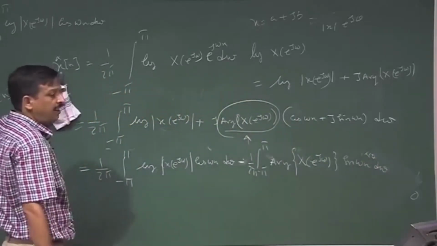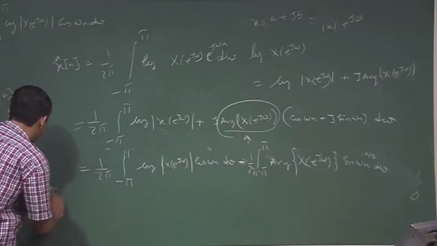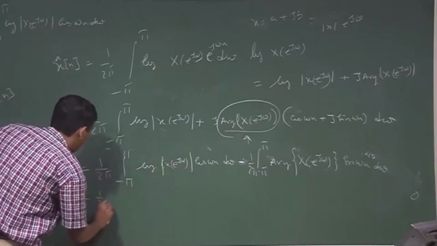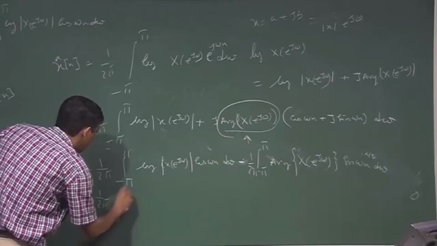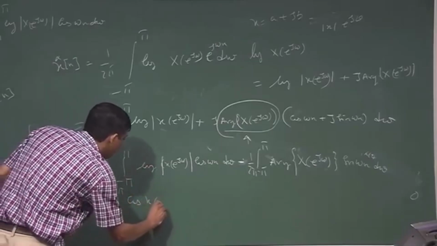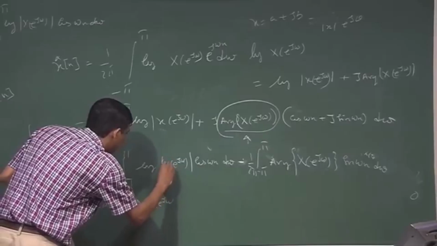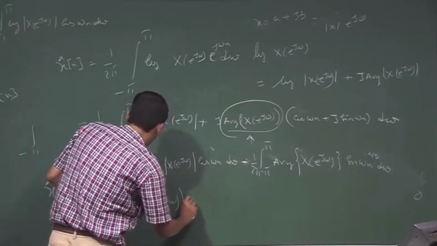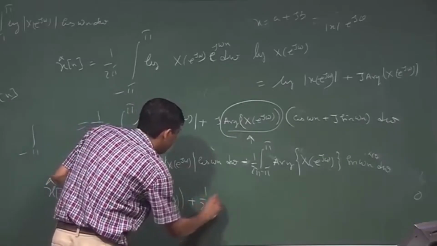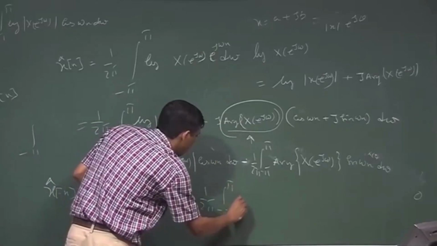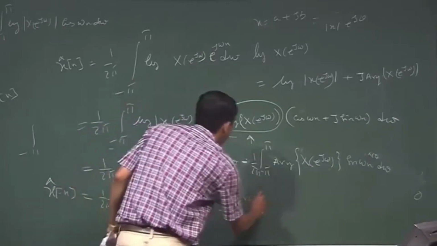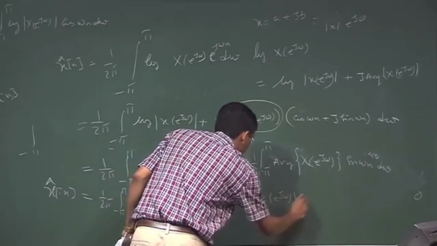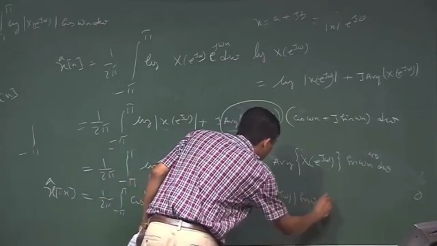Okay, so this is x(n). Now, what is my x(minus n)? This will be only plus. So it is nothing but 1 by 2 pi, integral from minus pi to pi of log of |X(e^(j omega))|, plus 1 by 2 pi, integral from minus pi to pi of arg X(e^(j omega)) sin omega n d omega.